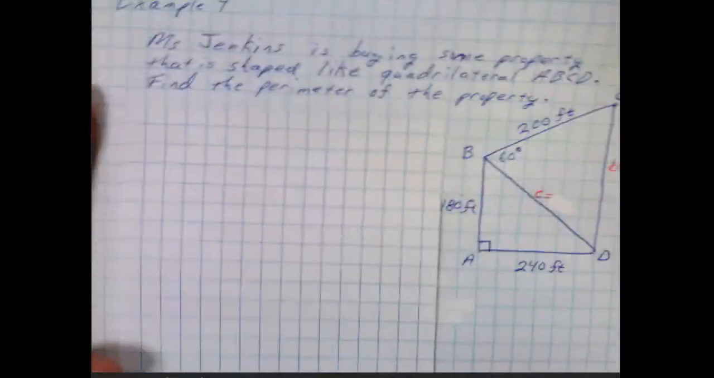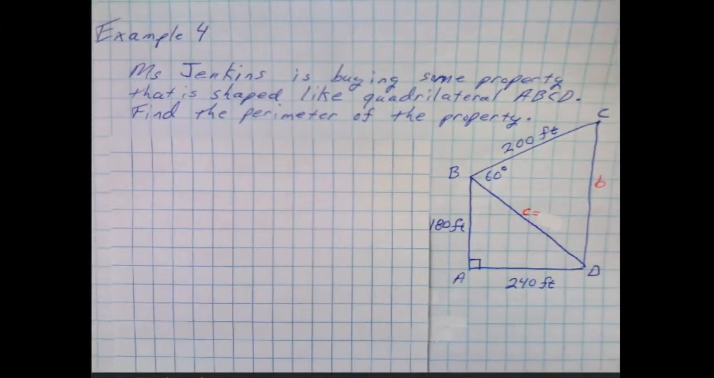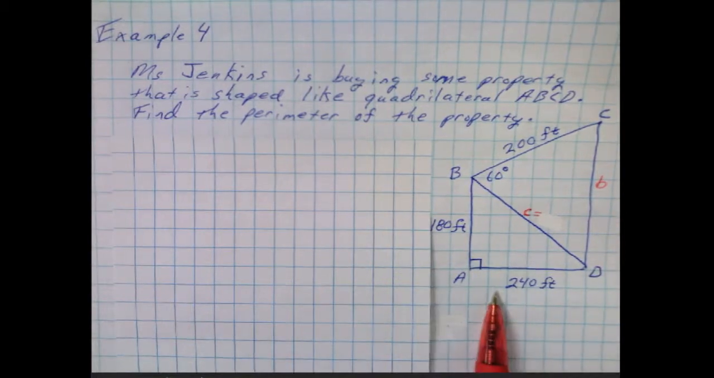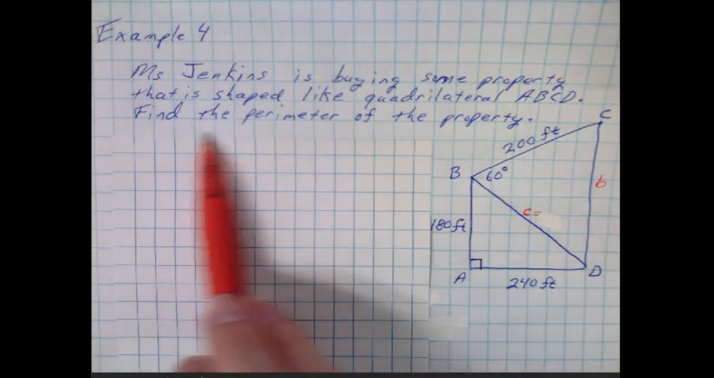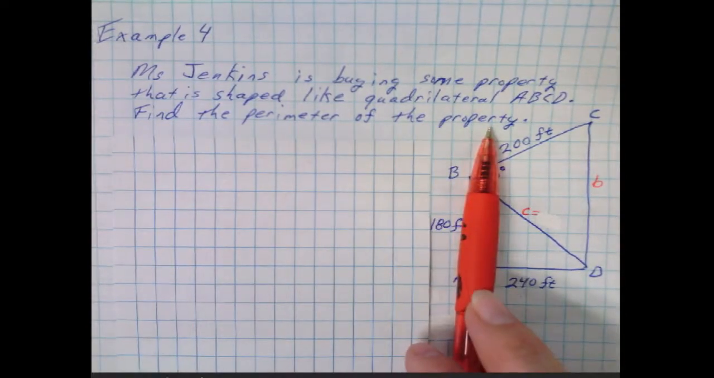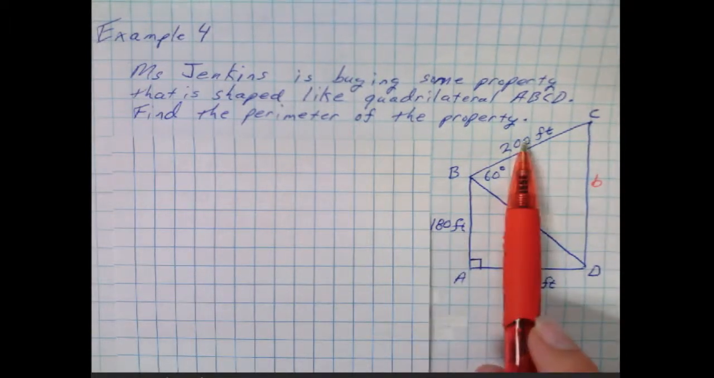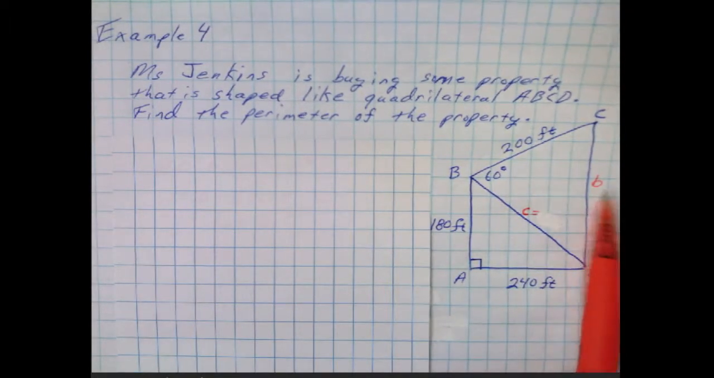Alright, so let's do another example. This is our word problem. We have Miss Jenkins, and she's buying some property that's in the shape of a quadrilateral. Here's our quadrilateral. We're going to find the perimeter of that property. Perimeter, if you remember, we're going to go all the way around the outside. Well, we have 3 of the sides, but we don't have this last one.